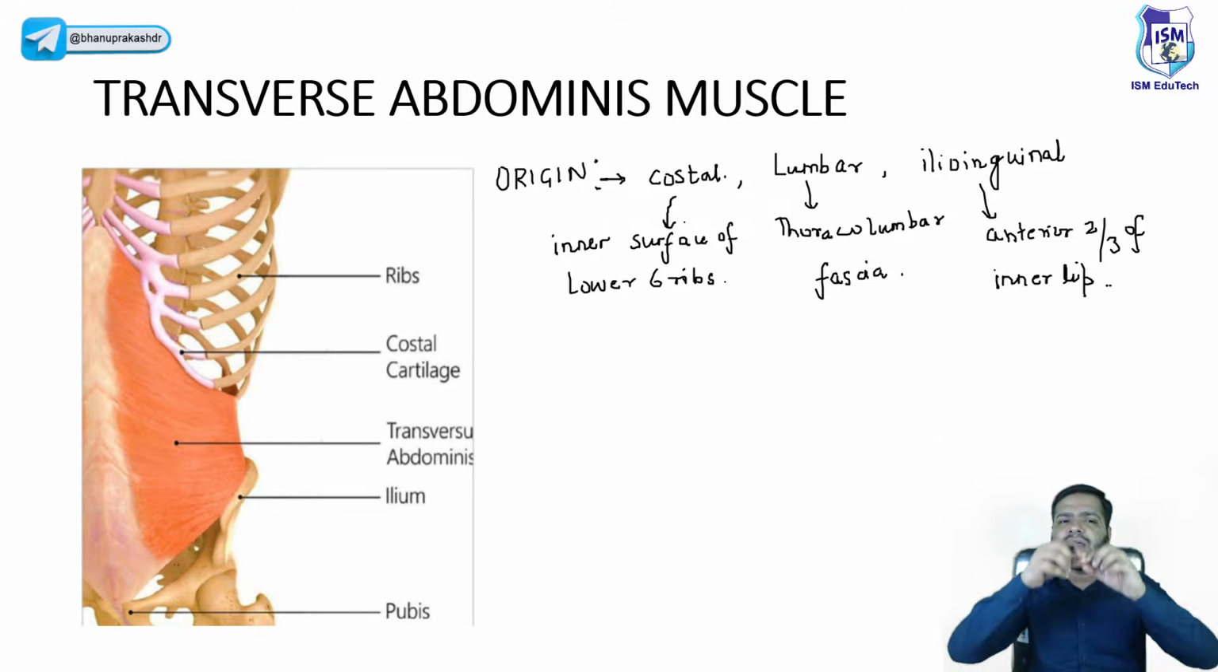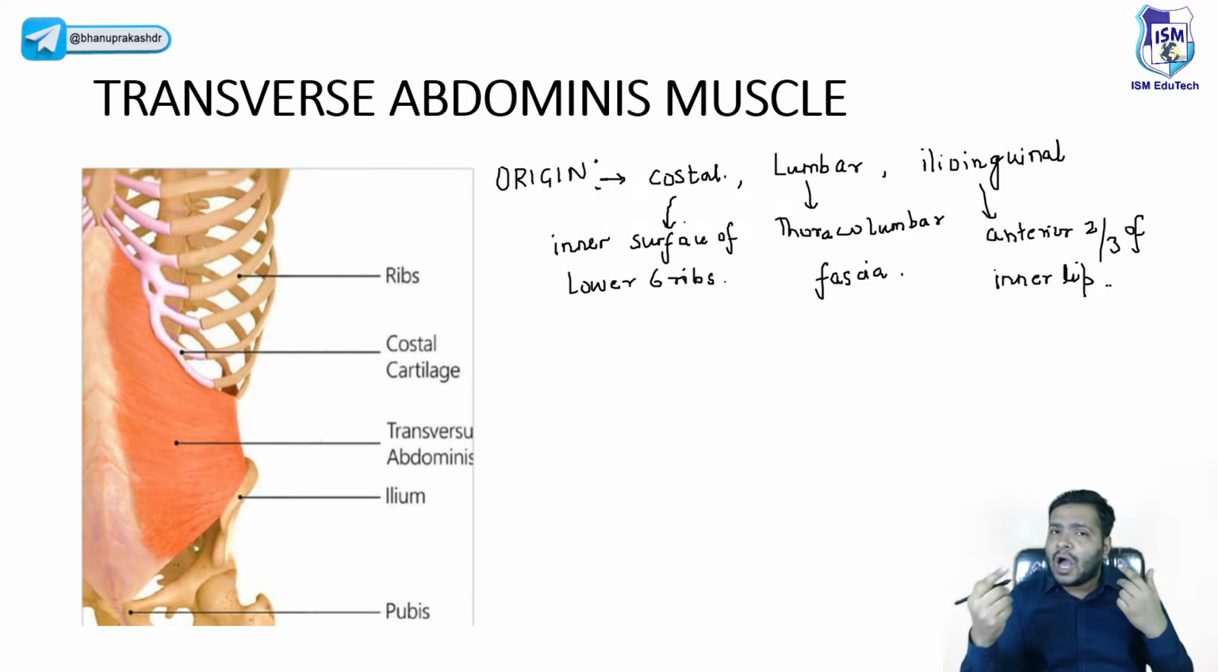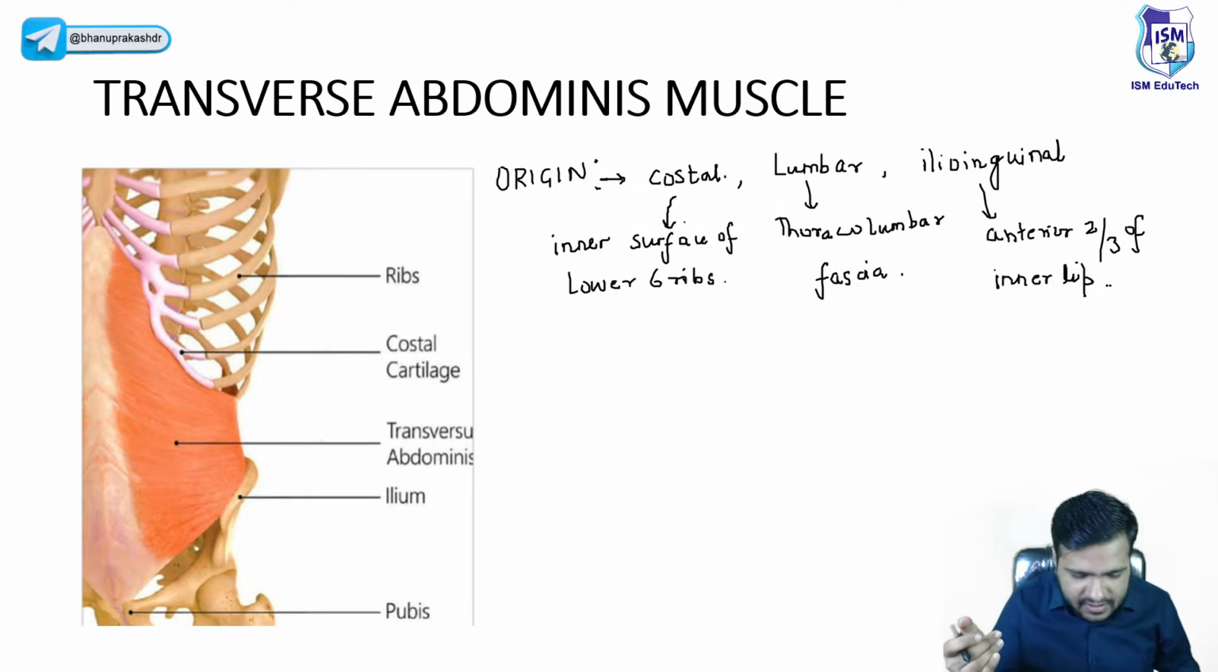How do you remember this, beta? The iliac crest is there, whole. From the outer lip comes the external oblique muscle. In the intermediate area we have the internal oblique. And the innermost, the inner lip, is the transverse abdominis muscle.